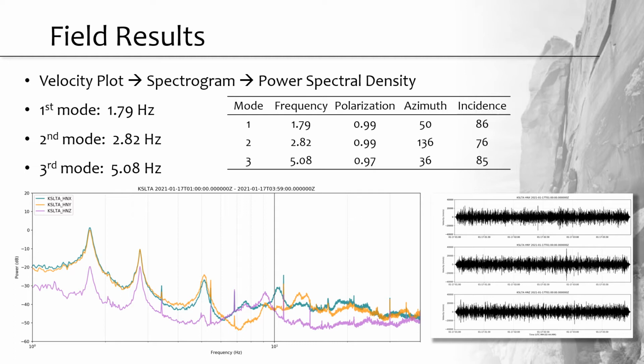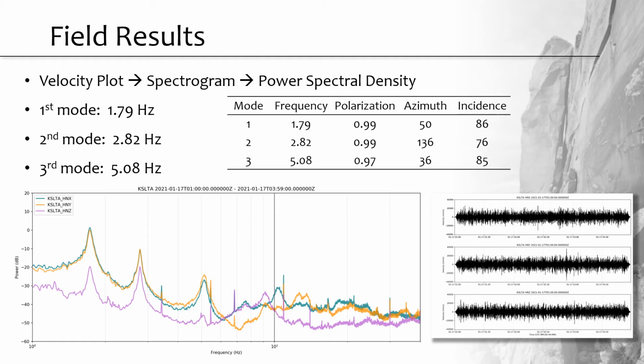From the velocity plots, we can create spectrograms, which I don't have a picture of here because they're hard to explain, but in general, spectrograms plot power of vibration as a function of frequency and time. From these, we can build what is called a power spectral density plot, which is shown in the bottom left. These plot power versus frequency and show you at which frequencies the vibrational power is highest when you take out instrument noise and wind noise and all things like that.